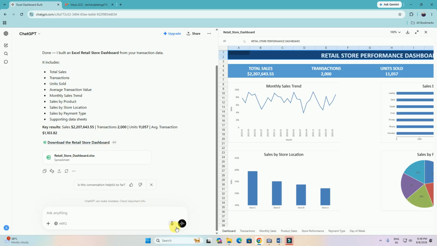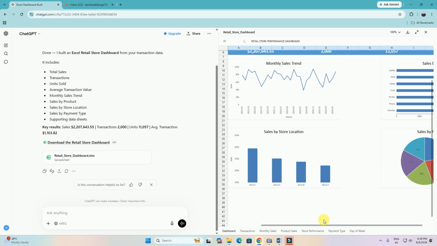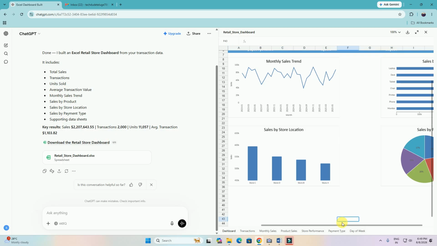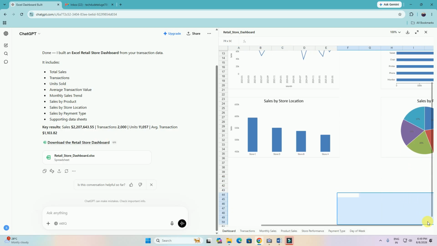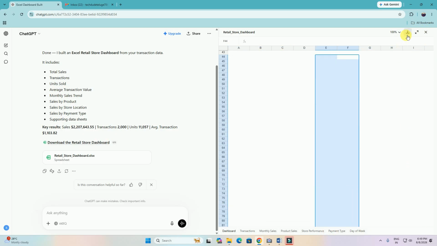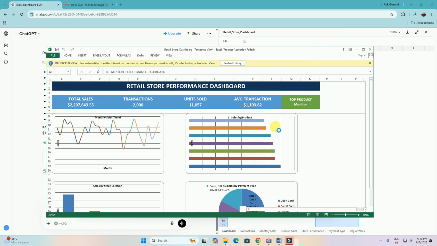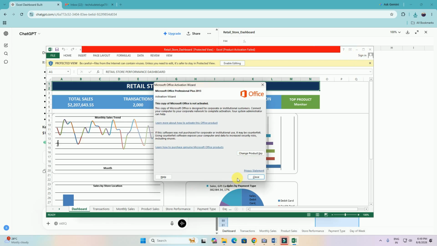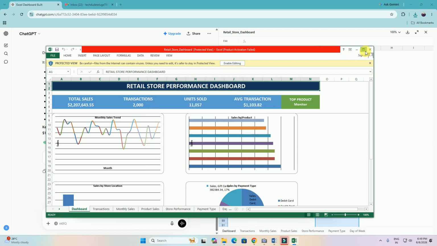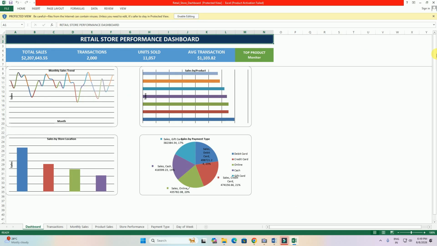We observe the retail store transactions. I will download this. We observe this one. This way you can download also. After download, I will show you this one. You observe this.